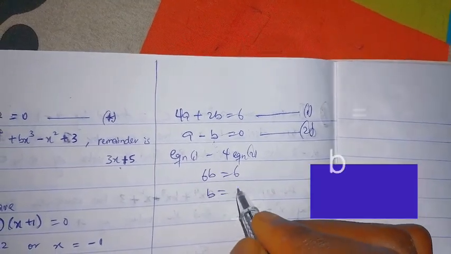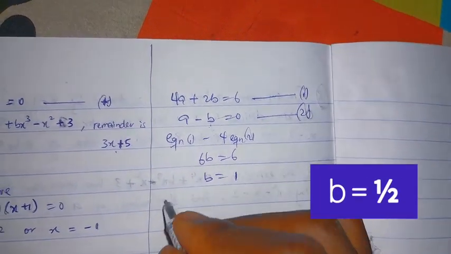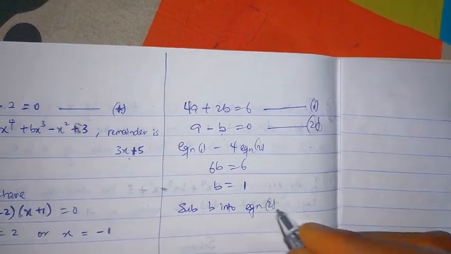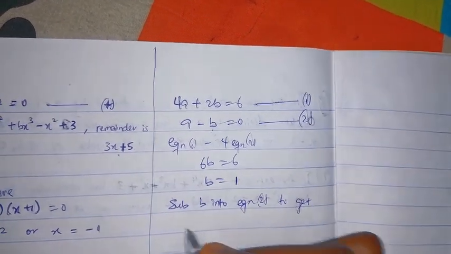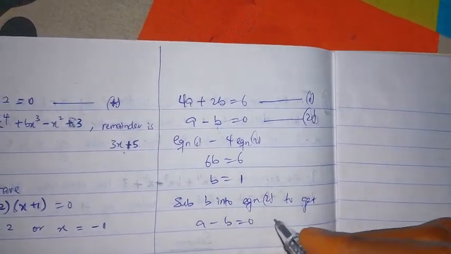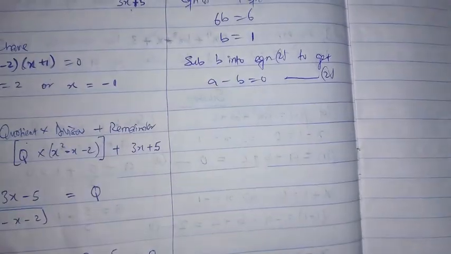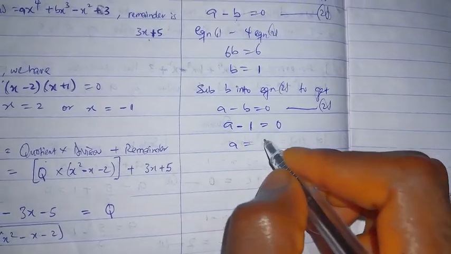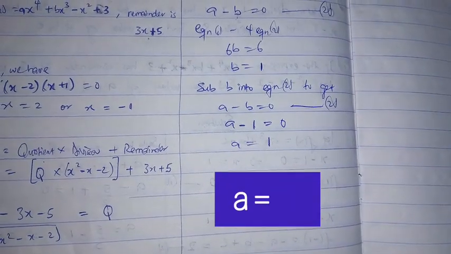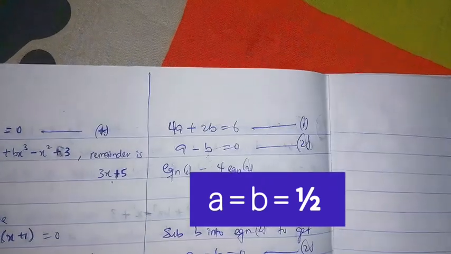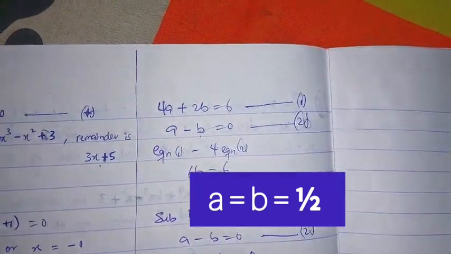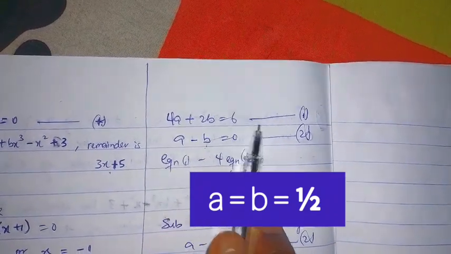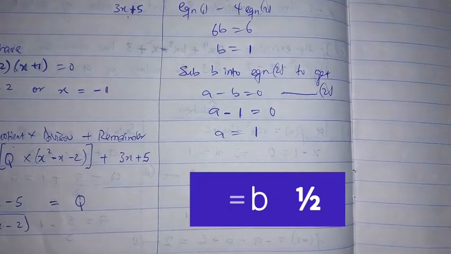It means my b equals 1. If my b is 1, substitute b into equation 2, a minus b equals 0. A minus 1 equals 0, so a equals 1. It implies that a and b are both 1. If I want to test it, I put a and b as 1 here, that's 0. Put a and b as 1 here, that's 6. So that's checked. As simple as that.